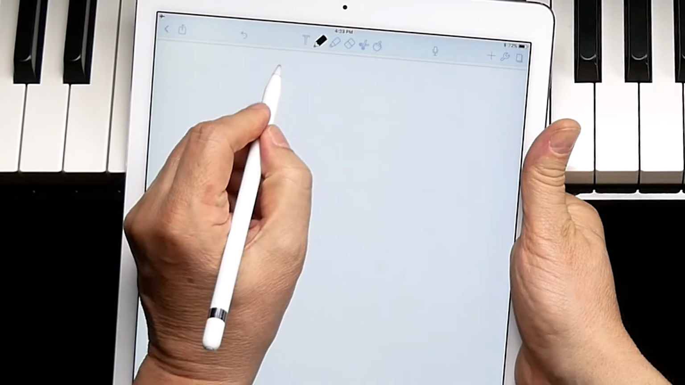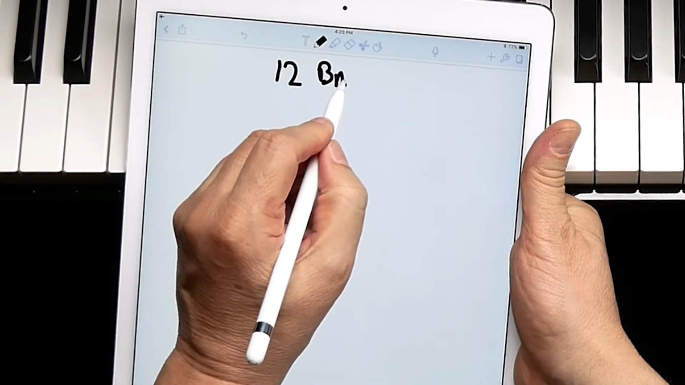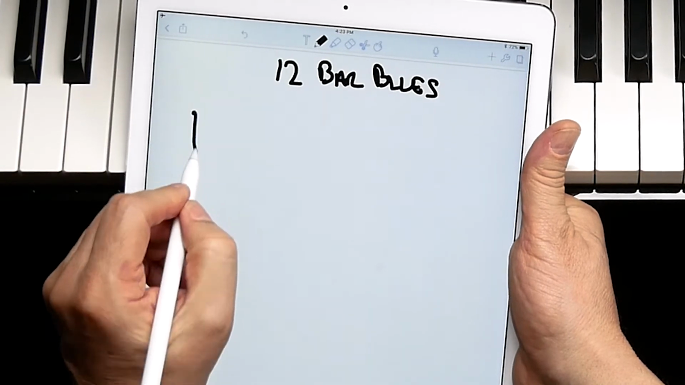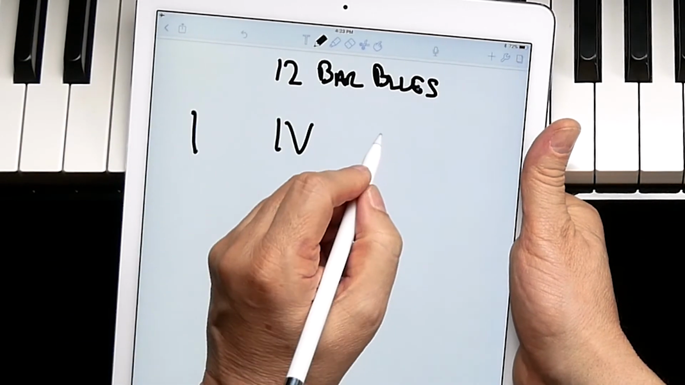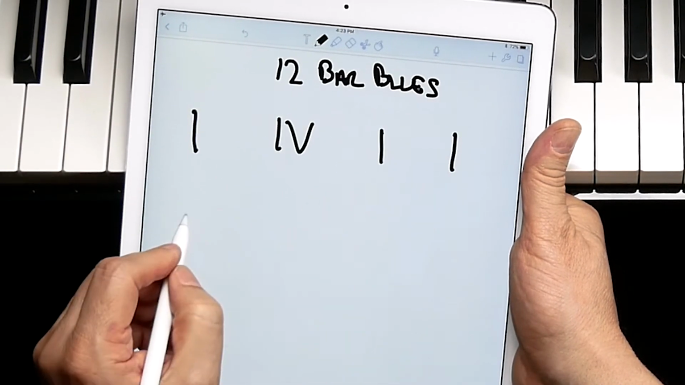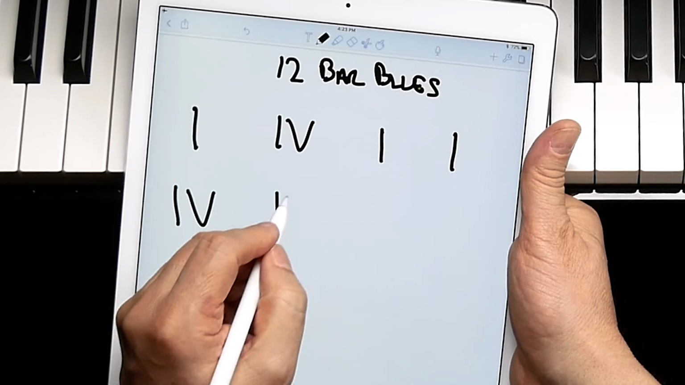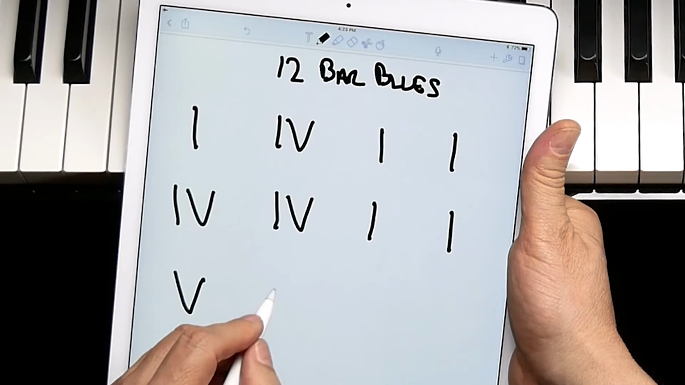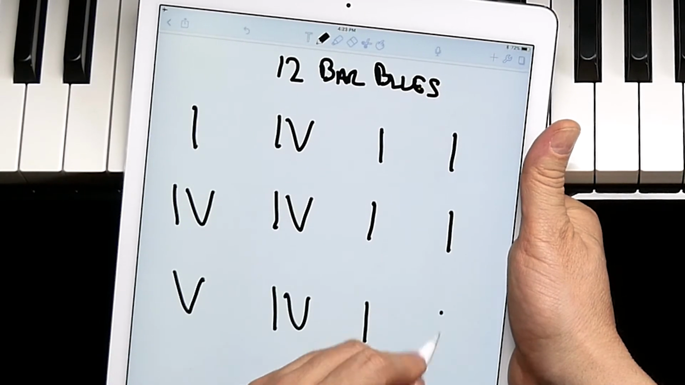I'm going to now just be talking about a 12-bar blues. It starts off with 1, then it goes to 4, and then back to 1 twice. It goes up to 4, and then 4 again, and then back to 1 twice. It goes up to 5, and then back to 4, and then back to 1 twice. Okay, that's the structure of our 12-bar blues.